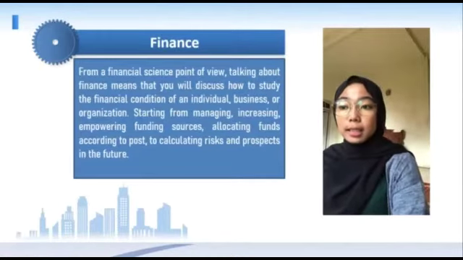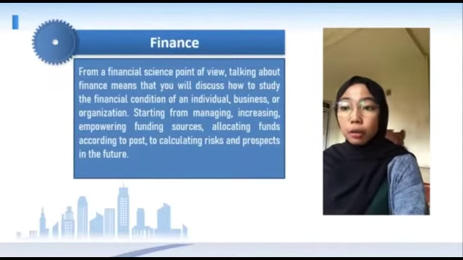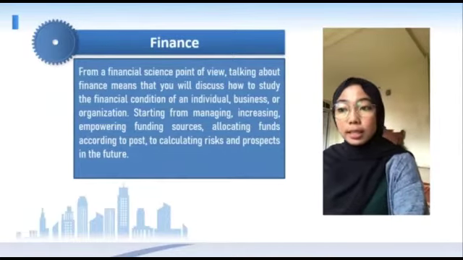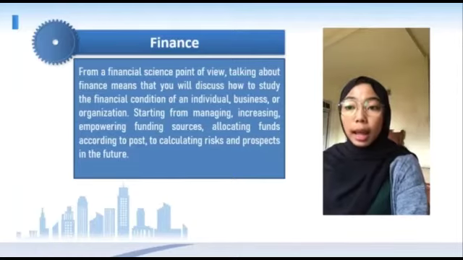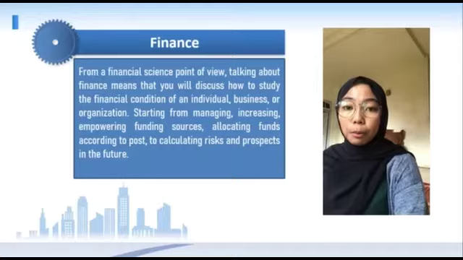From a financial science point of view, talking about finance means that you will discuss how to study the financial condition of an individual, business, or organization. Starting from managing, increasing, and empowering funding sources, allocating funds according to posts, to calculating risk and prospects in the future.